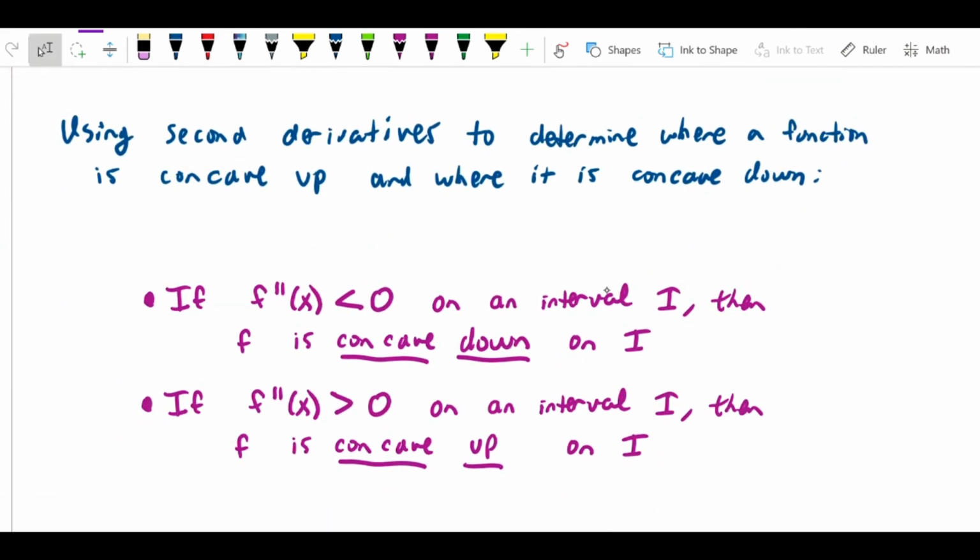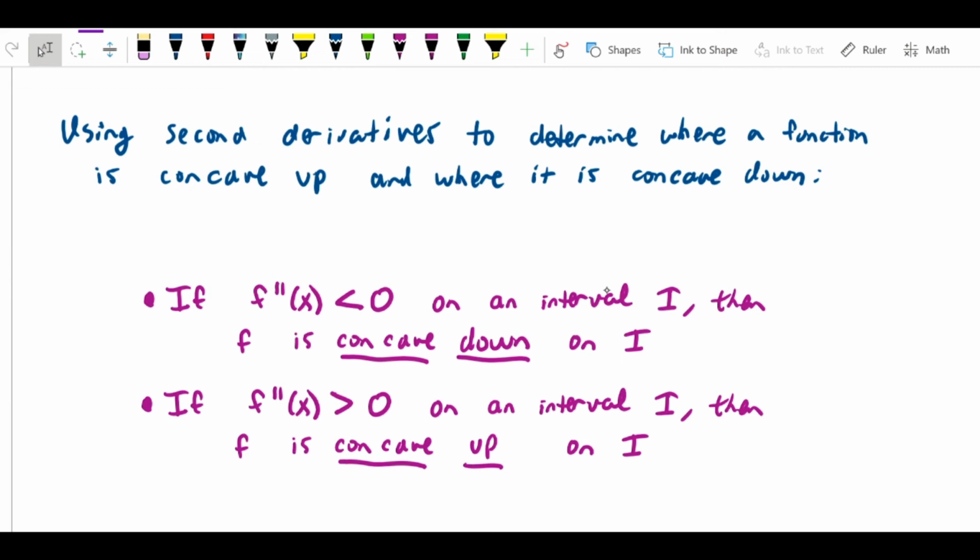So the next topic is that we can use second derivatives to determine where a function is concave up and where it is concave down. This is just a consequence, really, of the definition of concavity and of the fact that we can tell whether any particular function is increasing or decreasing by taking the first derivative of that function. I know that I'm talking about second derivatives, but I'll explain in a minute what I mean by that.